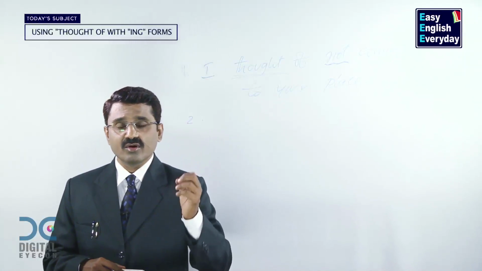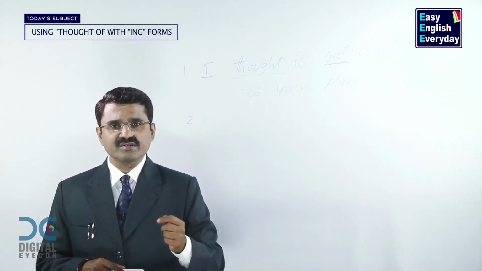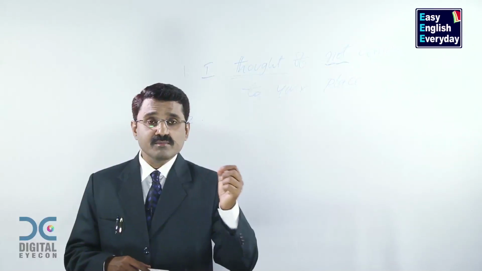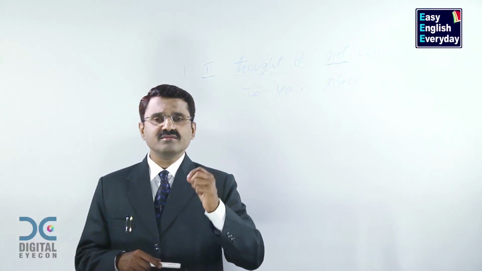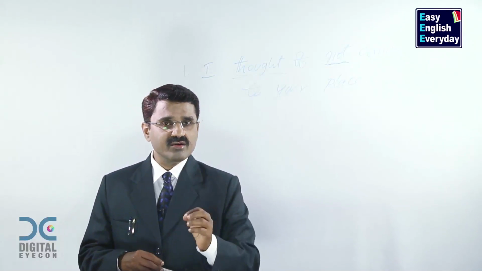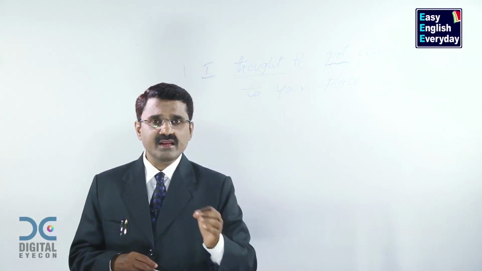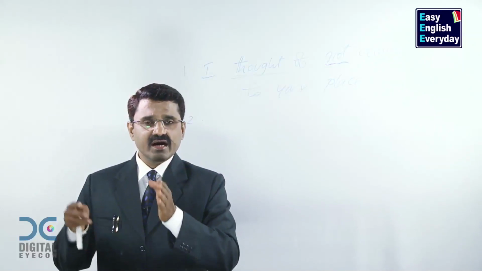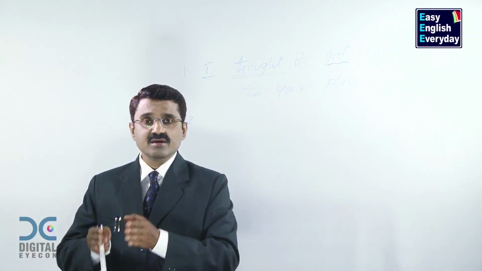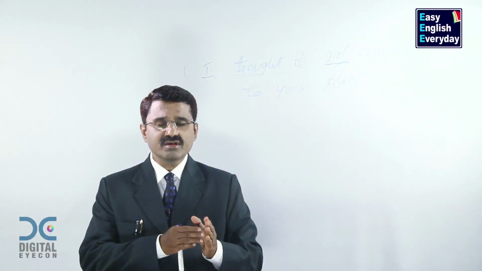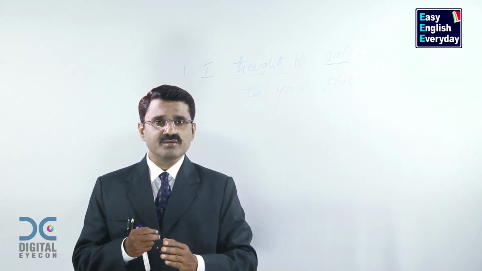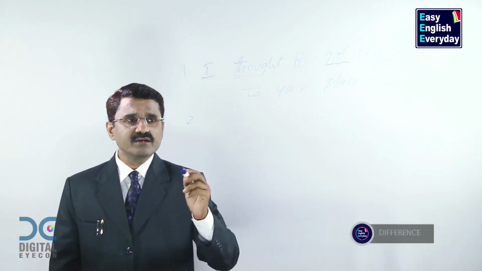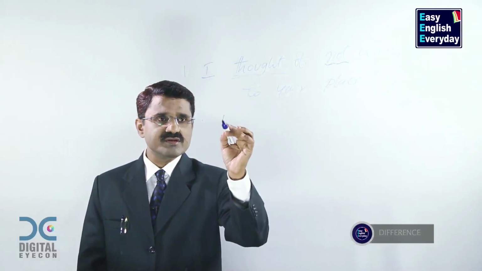I thought of not talking to anybody about this, so I kept silent. I thought of not making any comment on this sensitive issue. What does it mean? In the past, I planned, I decided not to make any comment on that sensitive issue. So like this, you can use negative form here also. Now try to find out the difference between these two sentences.